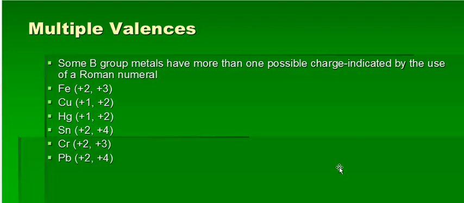Now with these binary salts, it is possible to have multiple valences because some B group metals have more than one possible oxidation state, which is indicated by a Roman numeral. And these are the 6, and we've mentioned them before, but here are the 6: iron, copper, mercury, tin, chromium, lead. So if it's one of these 6, you will see the charge indicated in Roman numerals. So let me go through a couple examples with these multiple valences here.